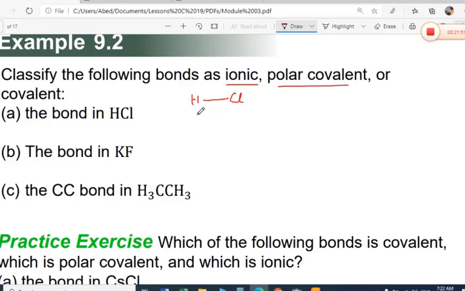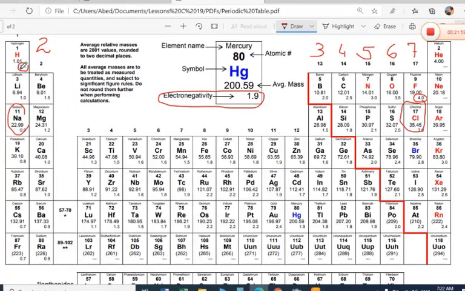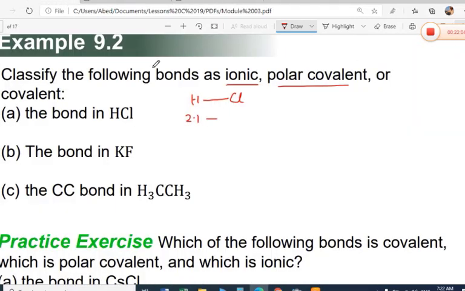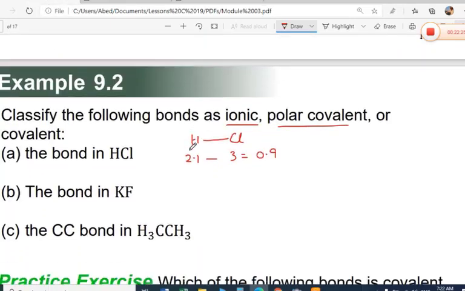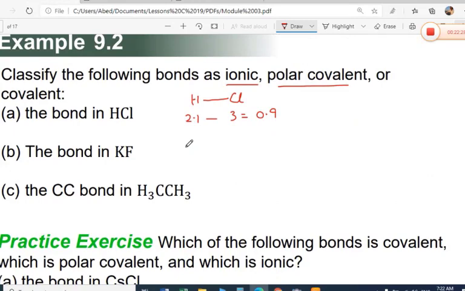So if we see the electronegativity, for hydrogen it is 2.1 from the periodic table, and for the chlorine it is 3. So 2.1 minus 3, the answer will be 0.9. Don't use the plus or minus. So we see the rule. The rule says if the difference of electronegativity is between 0.1 to 2, then the bond will be polar. So the answer to write here is polar.